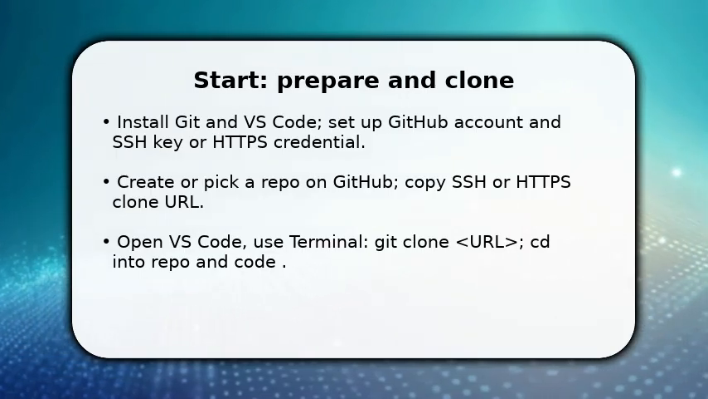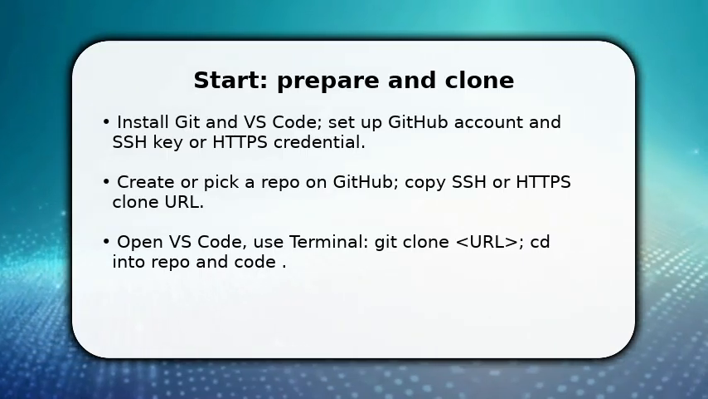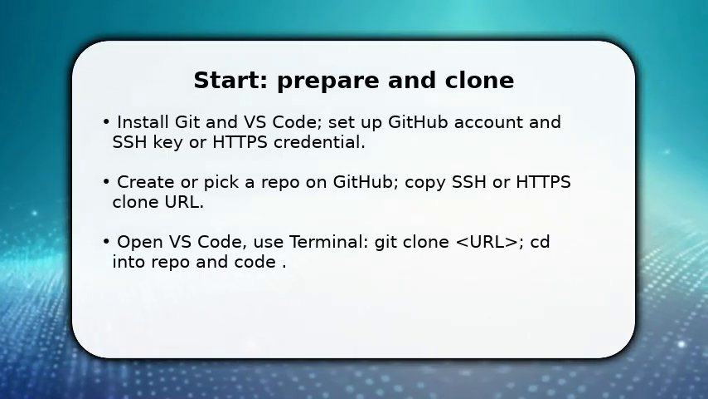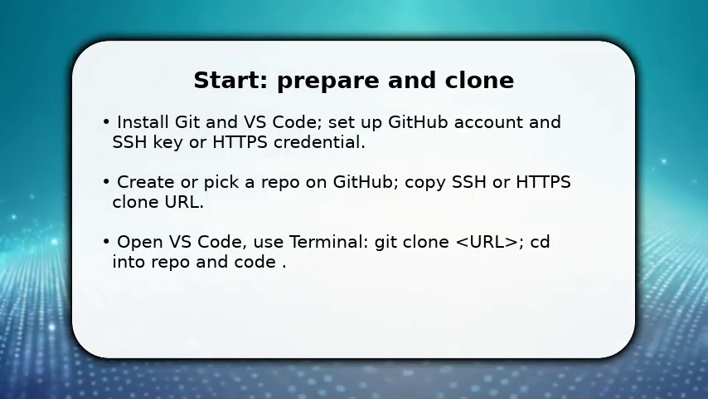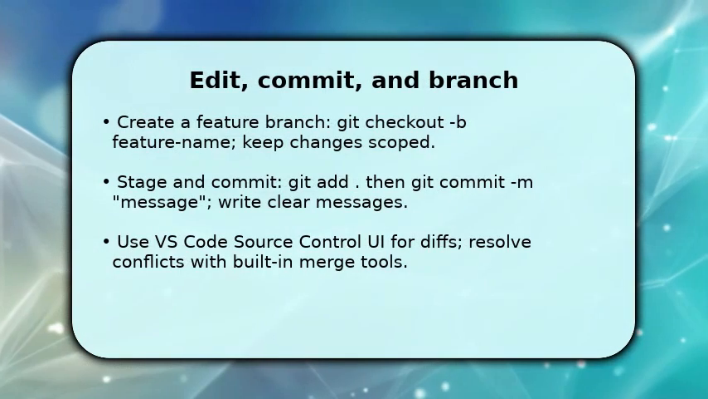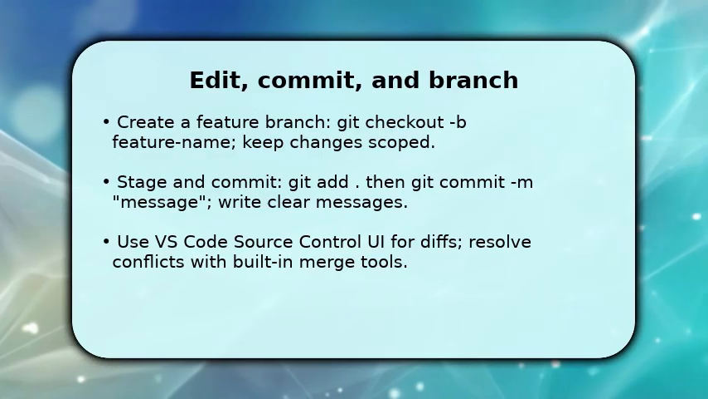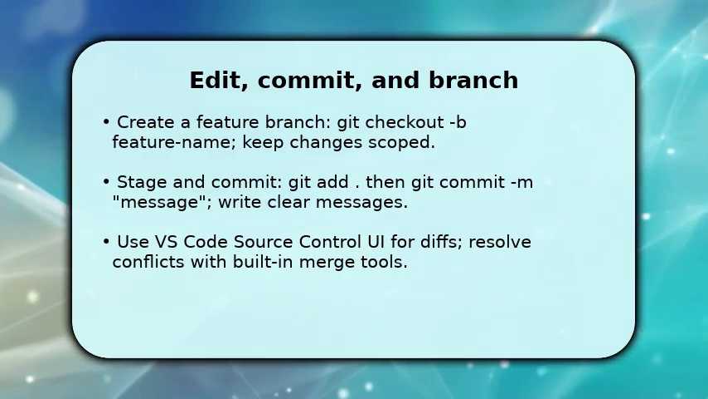After cloning, change directory into the project with cd repo name and run code . to open the folder in VS Code. This gets you working files instantly and avoids repetitive setup steps. Work on a feature branch so main stays stable. Create it with git checkout -b feature name, then edit files in VS Code.